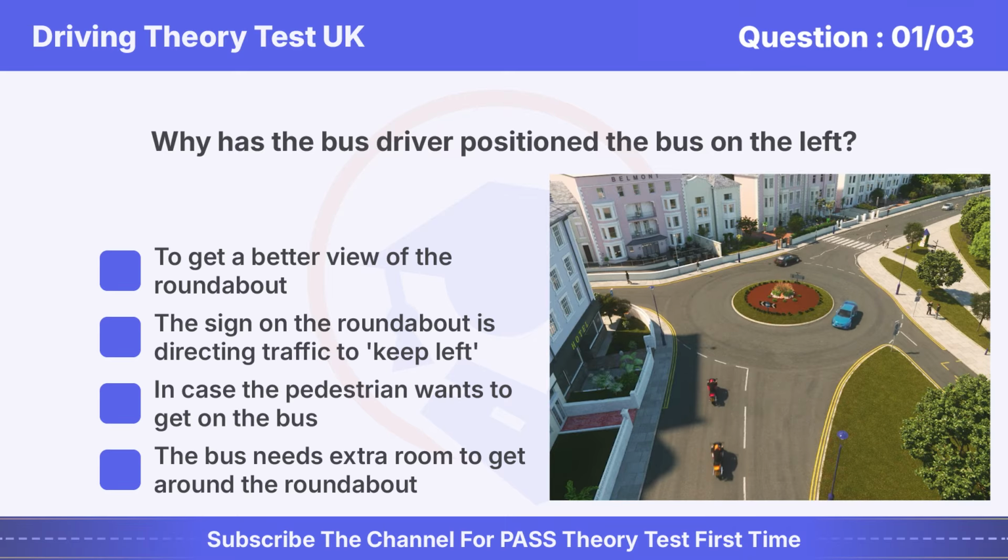Question 1. Why has the bus driver positioned the bus on the left? Option A. To get a better view of the roundabout. B. The sign on the roundabout is directing traffic to keep left. C. In case the pedestrian wants to get on the bus. D. The bus needs extra room to get around the roundabout.